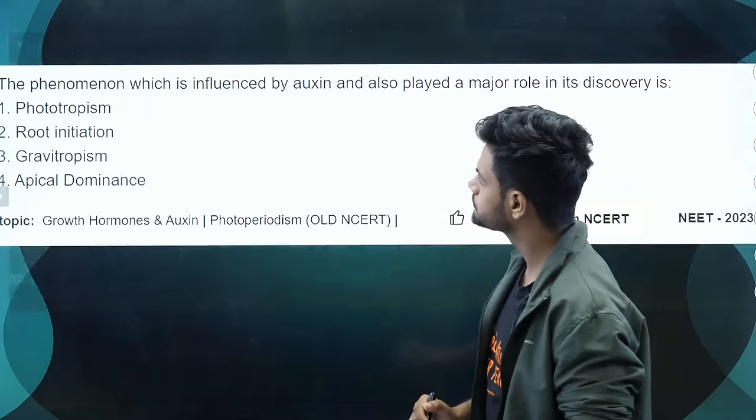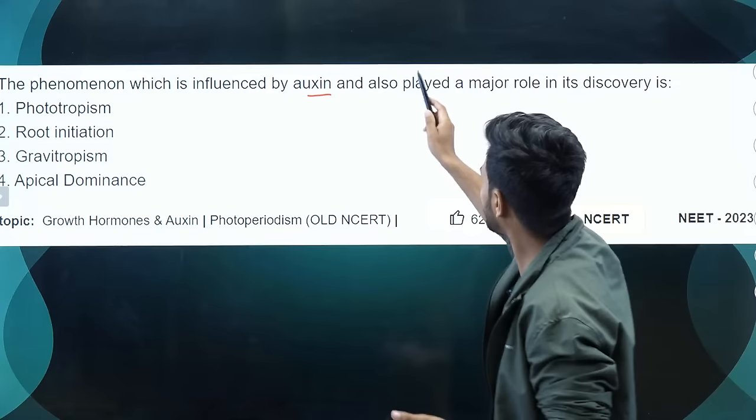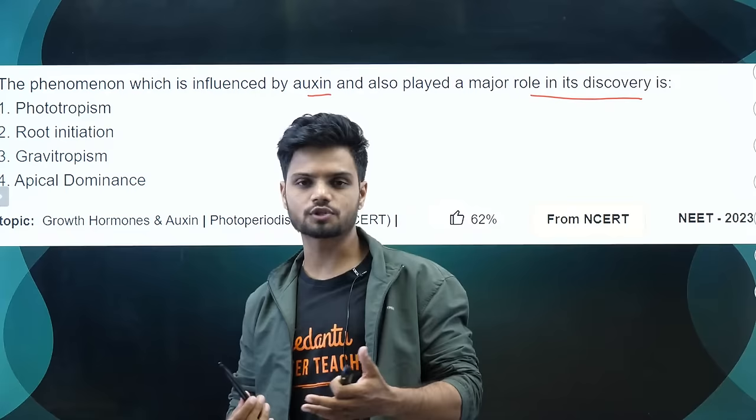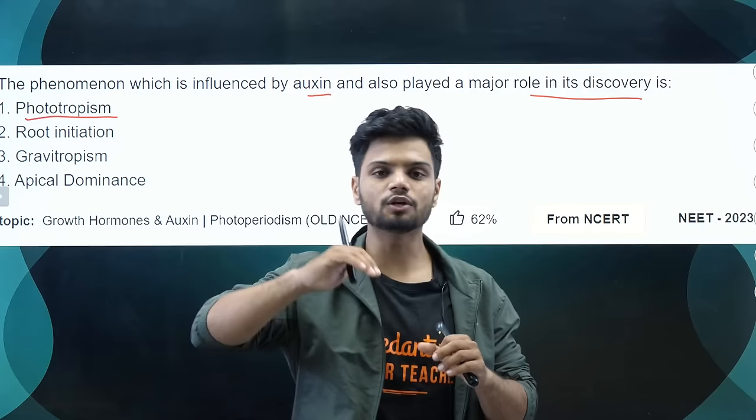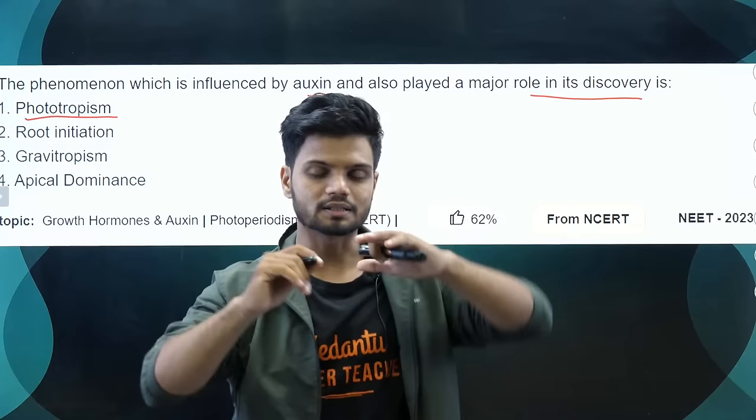The phenomenon which is influenced by auxin and also played a major role in the discovery of auxin. Easy. All of us know auxin was discovered by the canary grass experiment. That is phototropism, the bending of the plant towards the light, that is deposition of auxin on the side opposite to the light.